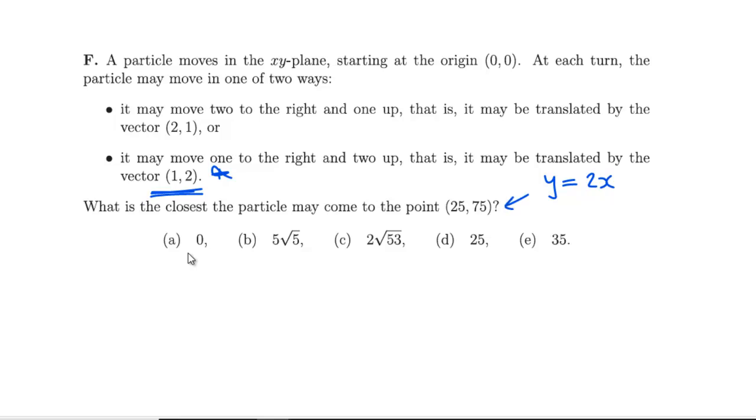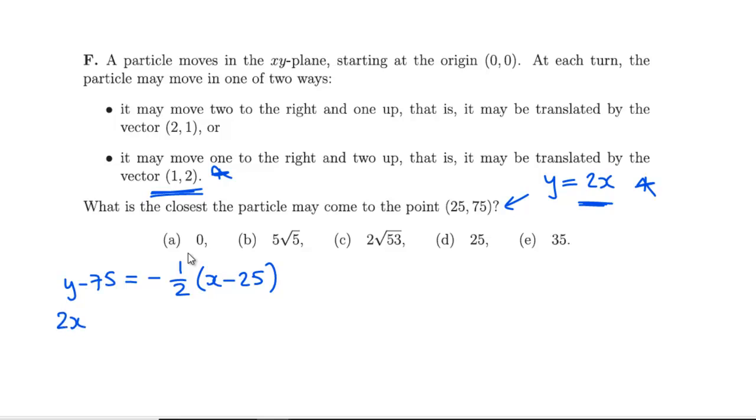So we need another line that passes through that point that's perpendicular to the line y equals 2x. So we're going to have y minus 75 is equal to minus a half of x minus 25. That's what we've got to have, isn't it? So that has then got to intersect with this at some point. So we've got a 2x in there.